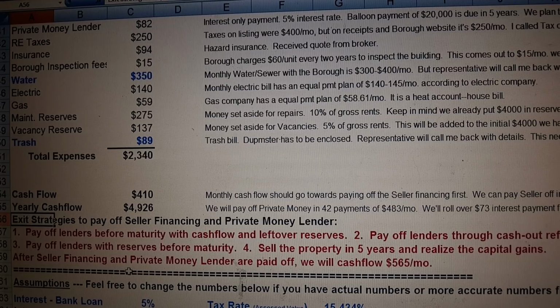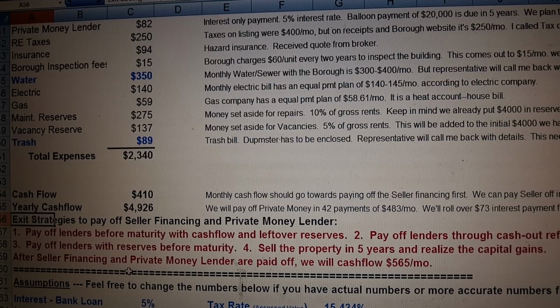Okay. Second option is we can pay off both lenders through a cash out refinance. So let's say before the end of maturity of 5 years, we have over 20% built-in equity. Okay, so we bought the property for $147,500, and let's say we had built-in equity. What we can do is do a cash out refinance, and we can pay off the private money as well as the seller financing with the cash out refinance, and also maybe through the reserves and/or through the cash flow as well before 5 years. Okay, so that's why you want to buy the property with built-in equity. Okay, and if it has a positive appreciation.